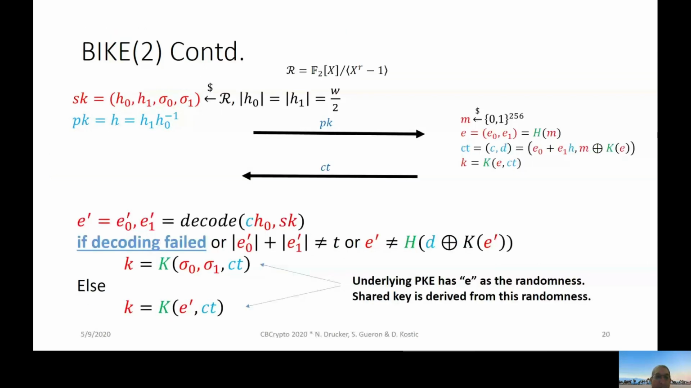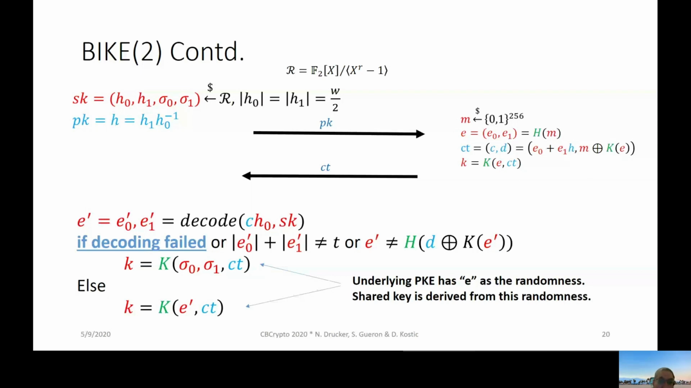Now, what's important here is how the shared key is derived. The underlying PKE has the errors as the randomness, and the shared key is derived from that randomness. So you see here how the shared key, the red K, is derived. But if you do this, it is not clear how you can leverage the HHK theorem, because this is not how the proof goes.